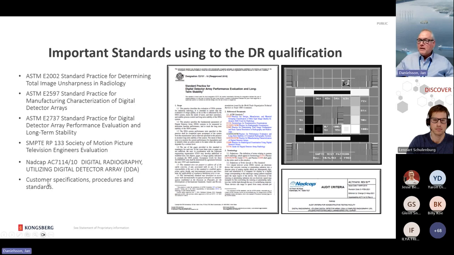And you can use the customer specification, procedures and standards. We got the procedures and specifications from our customers. But if the customers don't have a procedure or standards, you can use these standards that I mentioned up here. And one of the most important standards for us is the NADCAP checklist. That is all the requirements from all the primes. That helps a lot when you qualify and start up a non-film system.